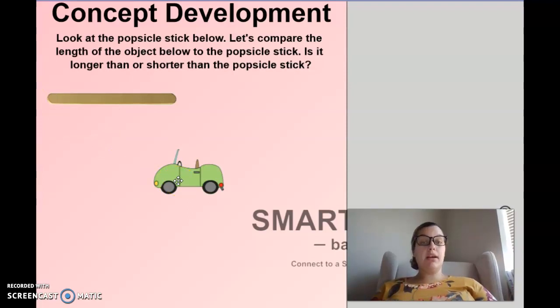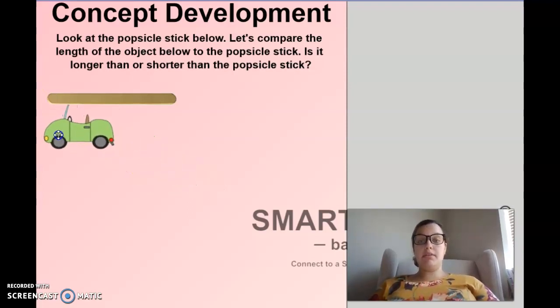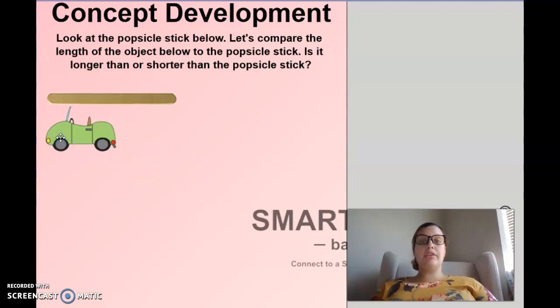We're going to do the same thing with the car. I'm going to line it up so it's even so you can see. And your sentence would sound like this. The car is blank than the popsicle stick. So fill in that blank with longer or shorter. Awesome. Make sure you're showing me. Remember, show me with those hands on your camera. It is shorter or longer. The car is shorter than the popsicle stick.